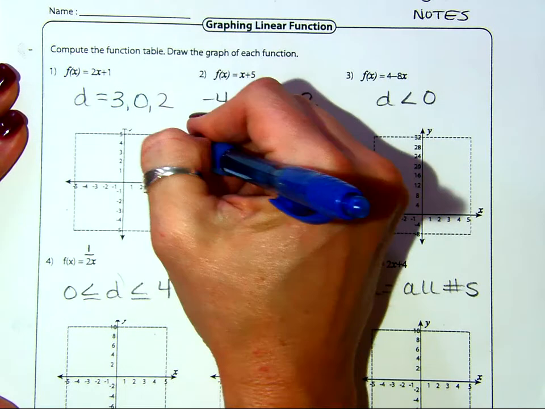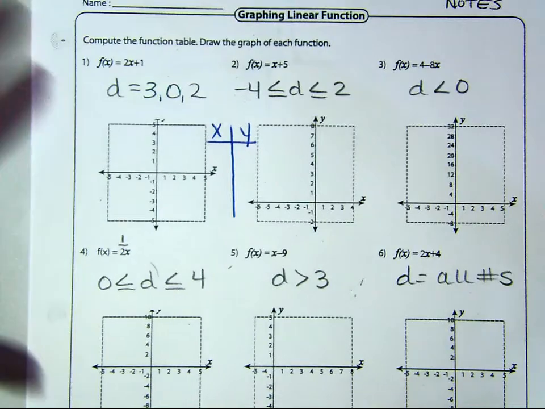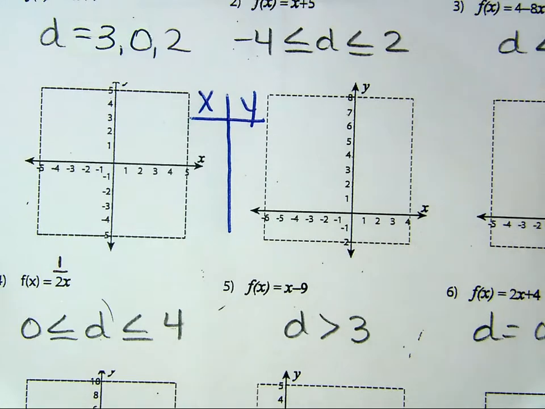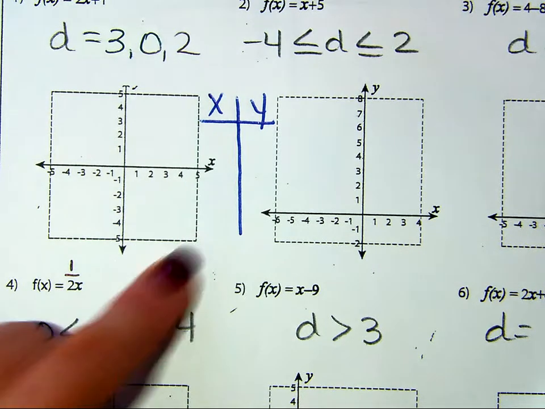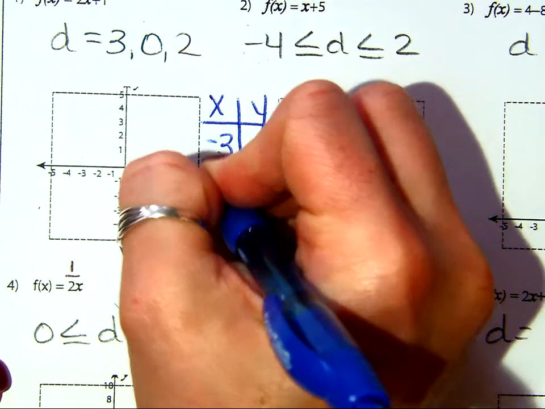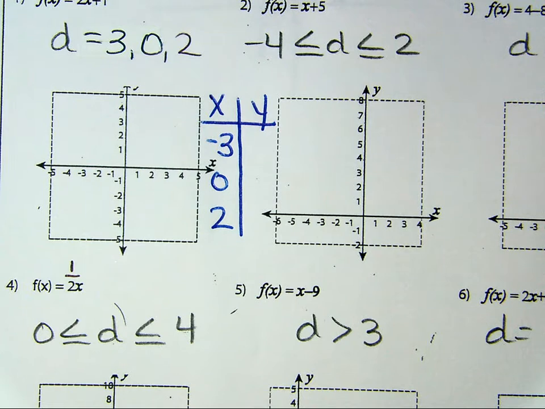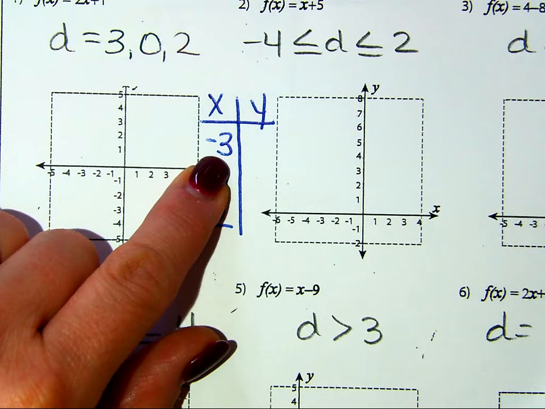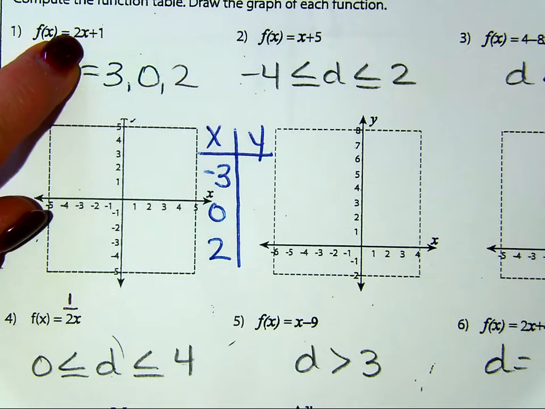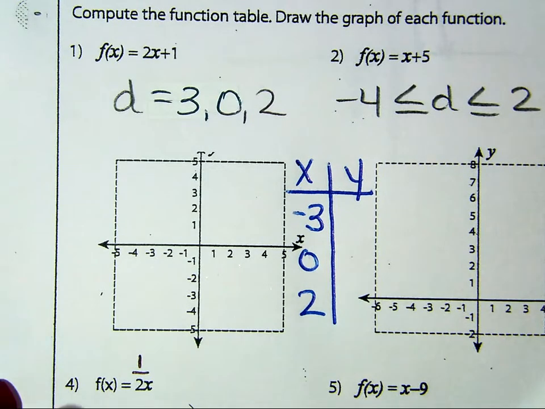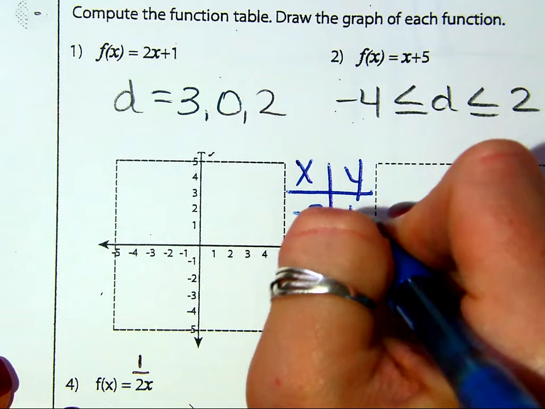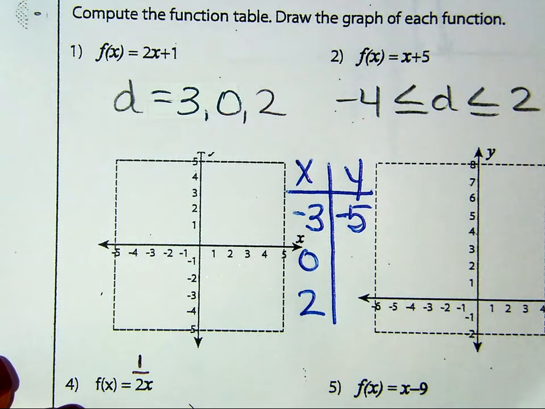So now here's the deal. X and Y. Number 1 looks like it's going to be a bunch of points that aren't connected. Put the domain right here. Put -3, 0, 2. Use the input-output device to plug this in. You're putting a -3 in there. And so -3 times 2 is -6, right? But plus a +1 is what? Okay. So -6 plus 1, right?